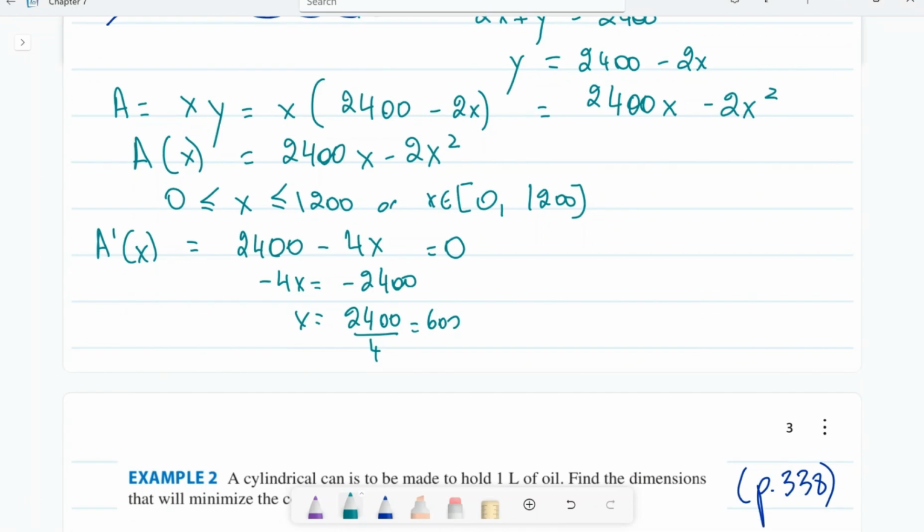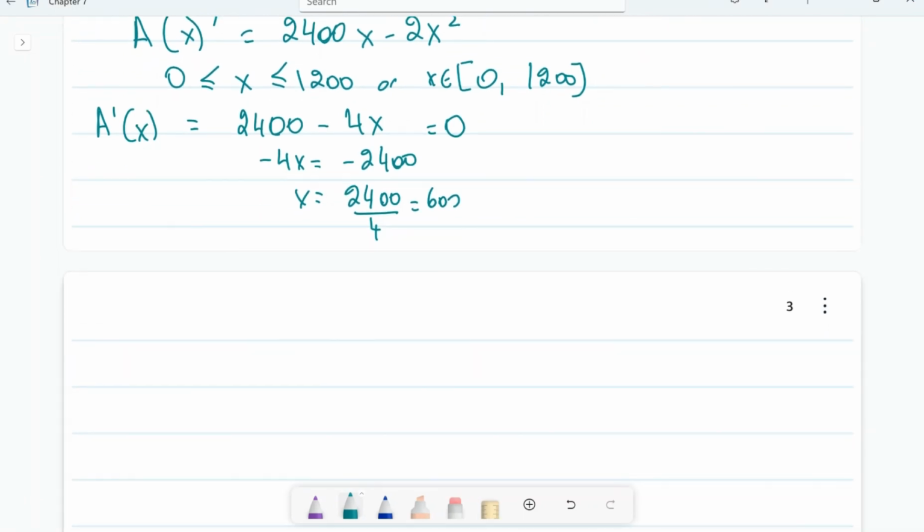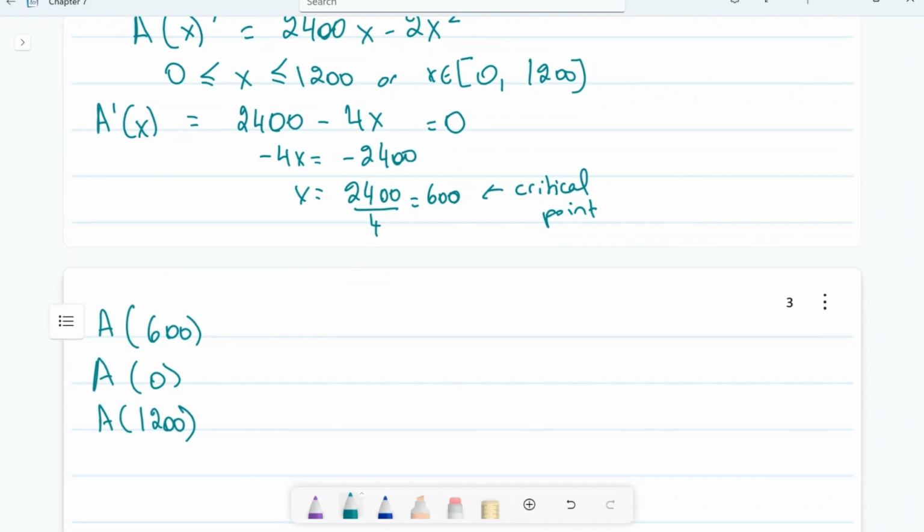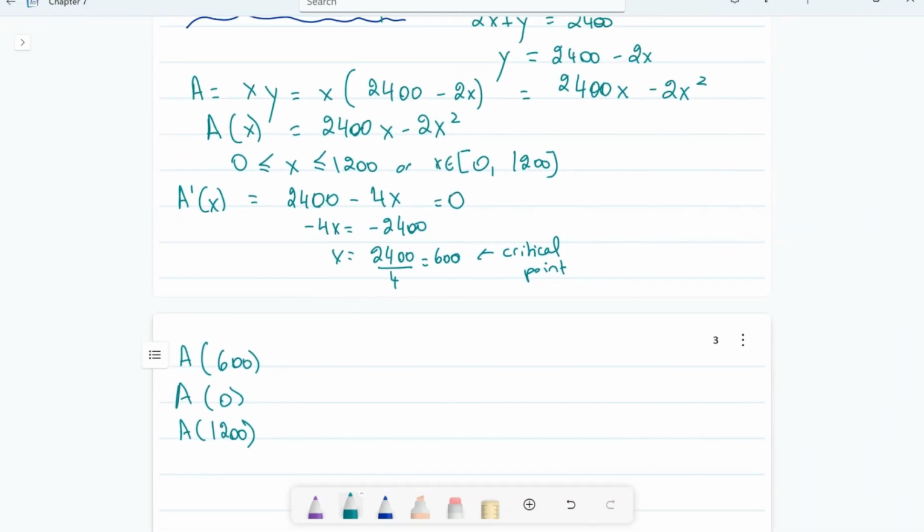And we know that x belongs to 0 till 1200. So now let us find the value of the function evaluated at each of these points. So first we find A of 600, which is a critical point, and we find A of 0 and A of 1200. So what is A of 600?